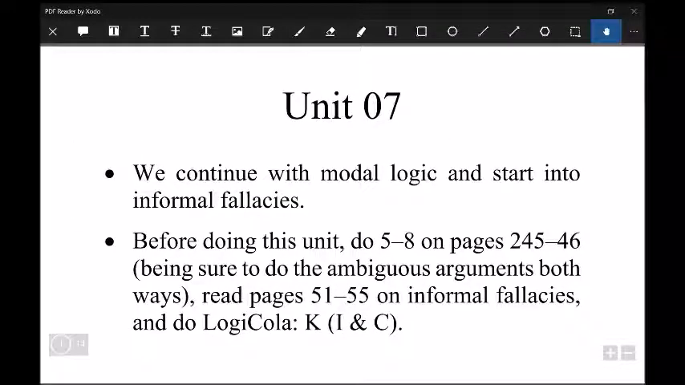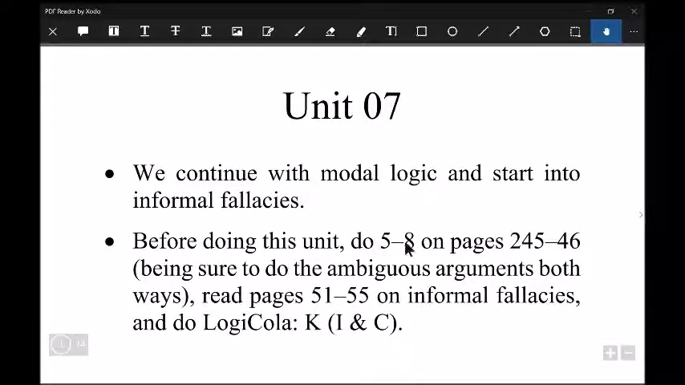Welcome to Unit 7. Today we're going to continue with modal logic, get into some pretty interesting philosophical problems and arguments, and then we'll start into informal fallacies, which is another very different aspect of logic. And we'll continue with these two things the next few classes.